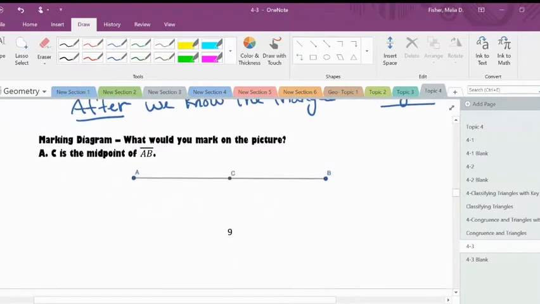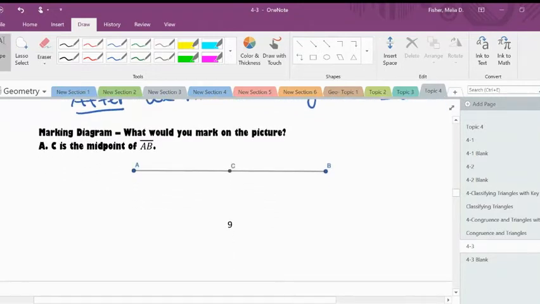Let's talk about marking a diagram. What would you mark on the picture? It says C is the midpoint of AB. We have A, B, and C on here. What I would mark is that this piece and this piece are congruent. We know that because C is the midpoint, which means that it cuts the line in half. So those are the markings that I would add here.